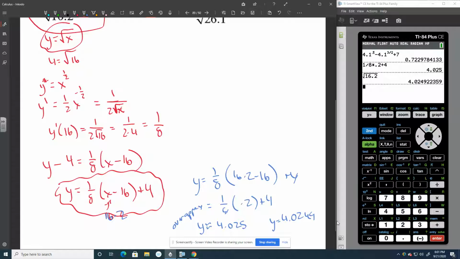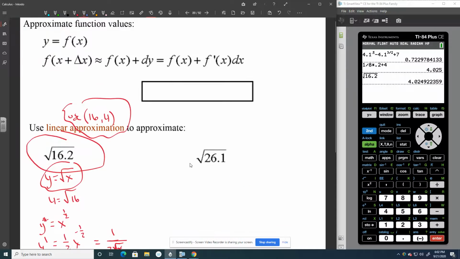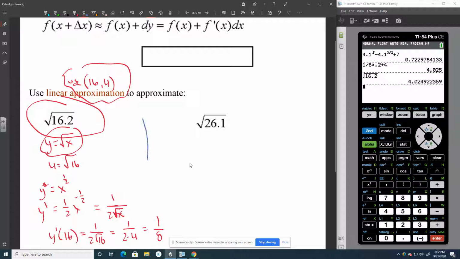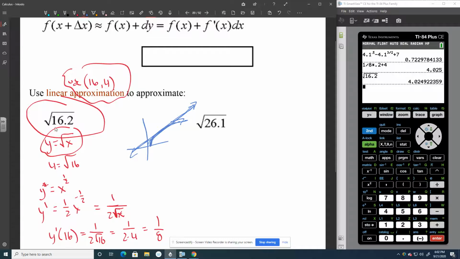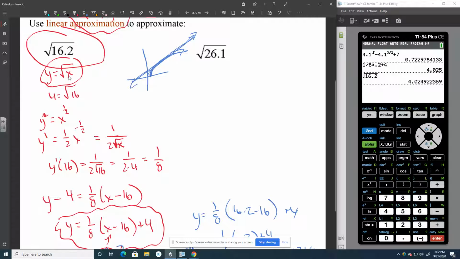So my approximation is an over approximation. It's a little bit higher than my actual y value, which makes sense because this is a root function, and any tangent line is going to be above it. My tangent line's above my actual function, so my approximation is going to be a little big. Now, you could do the same thing with 26.1, but remember, this is only a good approximation near 16. This is not a good approximation near 26.1.